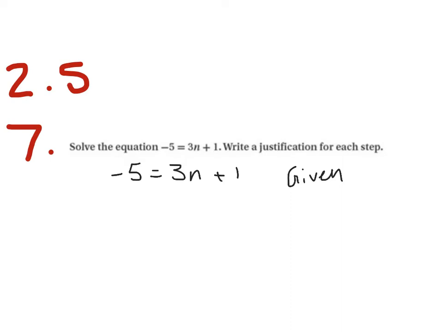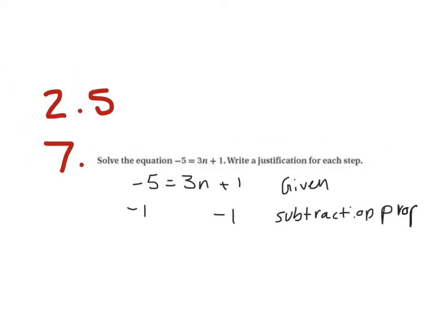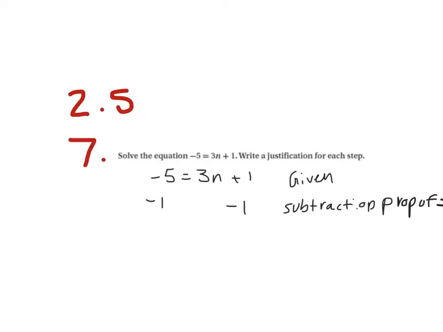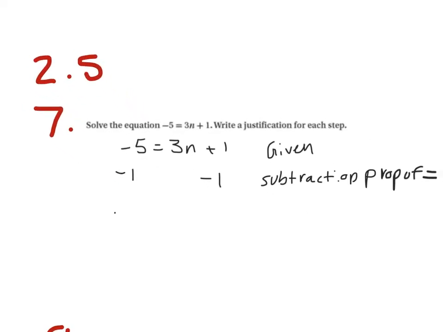So now we can subtract 1 from both sides. And what did we do? We use subtraction on both sides of the equal sign. So this is subtraction property of equality. And then all we do is simplify. -6 is equal to 3n. So this is simplify.